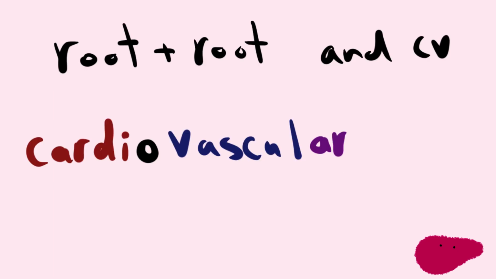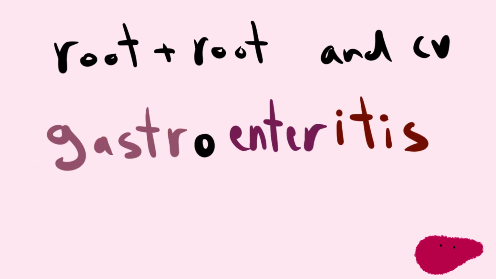When adding two roots together, you need a combining vowel, like cardiovascular and gastroenteritis. Although enter begins with a vowel, it also needs a combining vowel. Like we are making a compound word with gastr and enter, and then we are adding the itis in order for the suffix to refer to both organs. So it means the inflammation of both the stomach and small intestine. Gastr is the stomach, enter is the small intestine, and itis is inflammation.